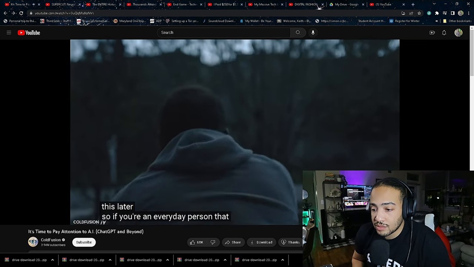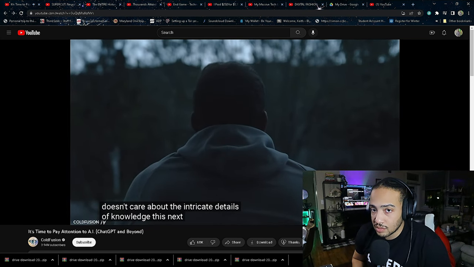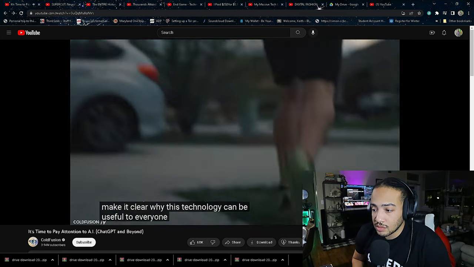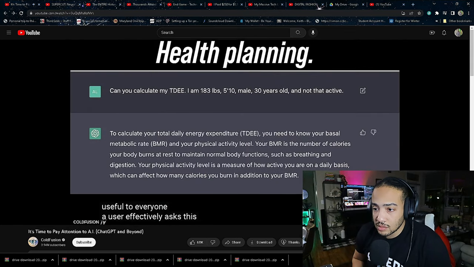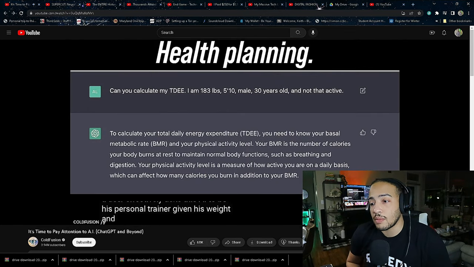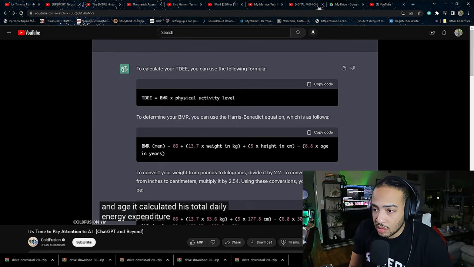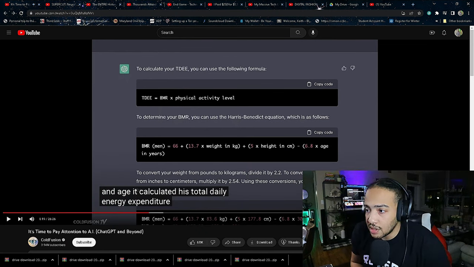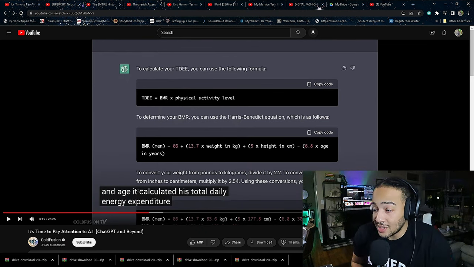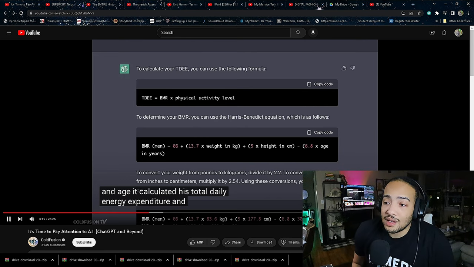So if you're an everyday person that doesn't care about the intricate details of knowledge, this next example should make it clear why this technology can be useful to everyone. A user effectively asked this AI to be his personal trainer. Given his weight and age, it calculated his total daily energy expenditure. To calculate your TDE, you can use the following formula. This is incredibly in-depth, and it gave an explanation.